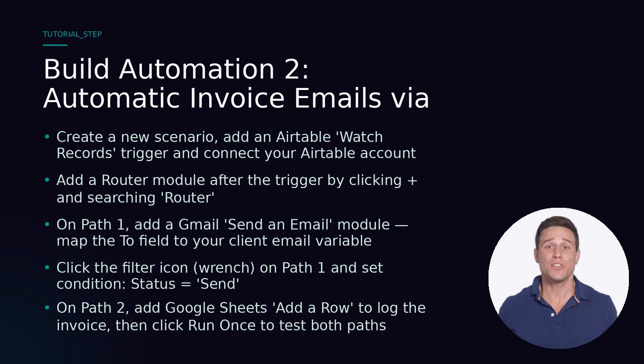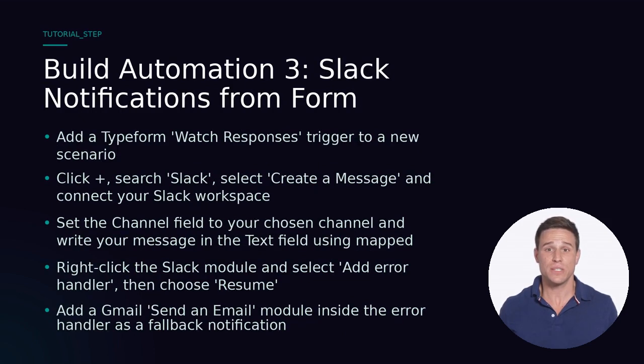On path 1, add a Gmail module. Select Send an email. Set to as the mapped client email field, subject as Your invoice is ready, and paste your invoice template into the body field. Map the invoice number and amount dynamically from your trigger data. On path 2, add a Google Sheets module to log the sent invoice. Click the wrench icon on each path to add a filter. Set path 1 to only run when status equals send. Run it, test it. Your client gets the email, your sheet gets updated.